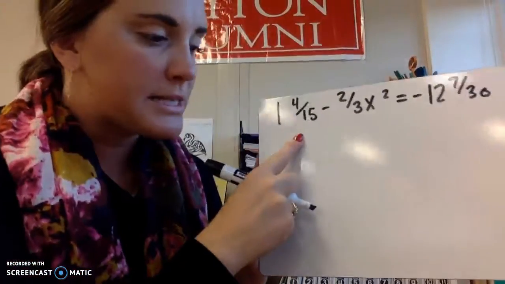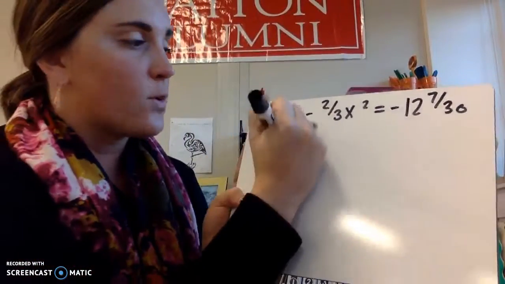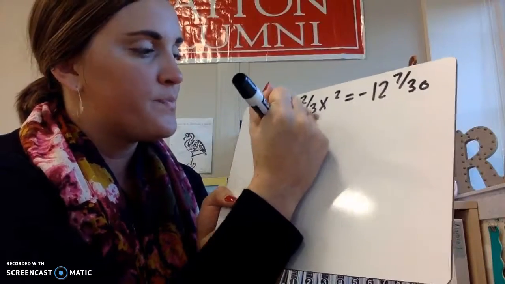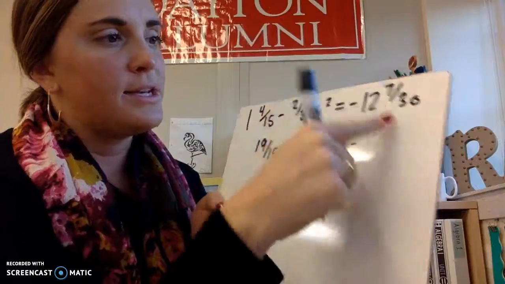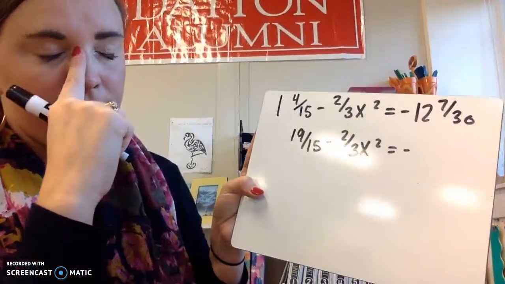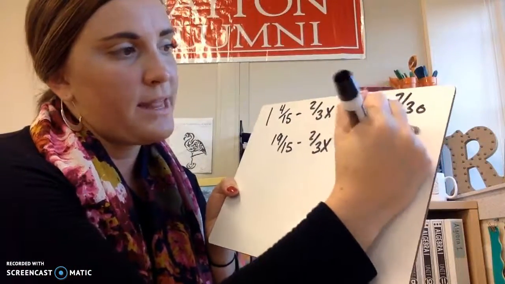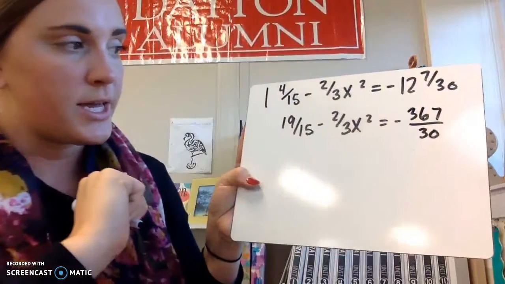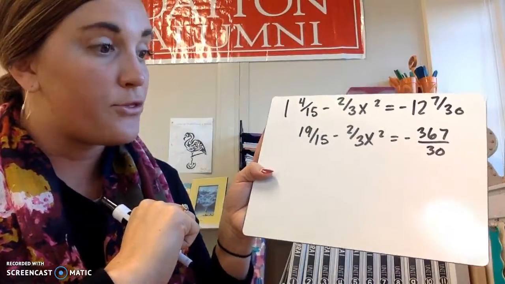All right, change your mixed number into an improper fraction. 15 times 1 is 15, plus 4 is 19 over 15. 2/3 is already good to go. And 30 times negative 12 is 360. 360 plus 7 is 367. So negative 367 over 30. Good to go. So I need to get a common denominator here of 30, it looks like.